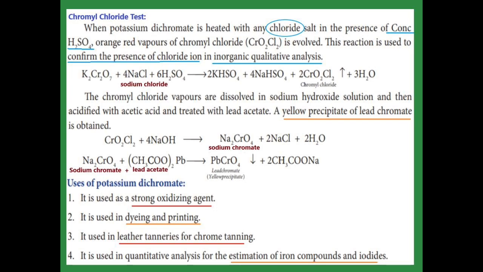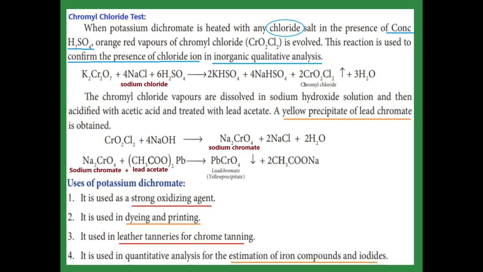Then the vapor is dissolved in sodium hydroxide. It gives sodium chromate Na2CrO4 along with sodium chloride and 2 moles of water. Again that sodium chromate is added with acetic acid and also lead acetate. Lead acetate formula is (CH3COO)2Pb. It gives lead chromate. Lead chromate is a yellow precipitate, and along with that we get sodium acetate. So that yellow precipitate is the confirmation for the chloride salt. This is called the chromyl chloride test.